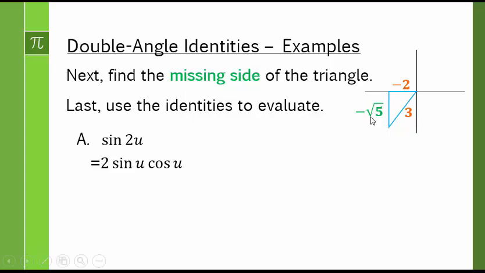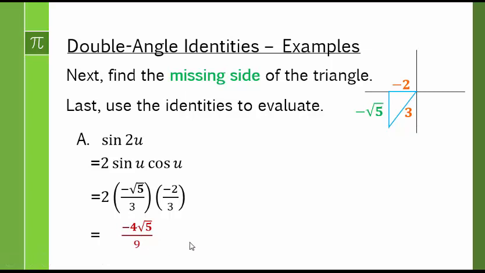The sine is opposite over hypotenuse, and the cosine is adjacent over hypotenuse. So we have 2 times negative square root of 5 over 3 times negative 2 over 3. The 2 goes over 1, we multiply our numerators, and we multiply our denominators. And our answer is negative 4 square root of 5 all over 9. If you can reduce this, you should. If it needs to be rationalized, you need to do that as well.